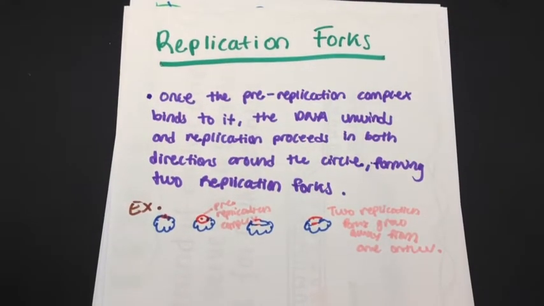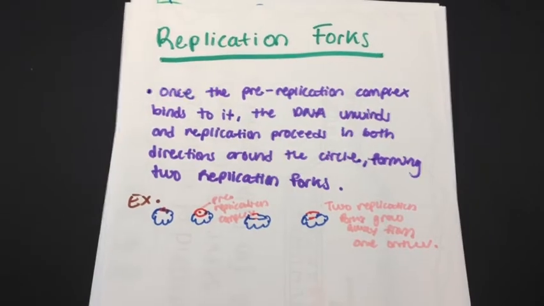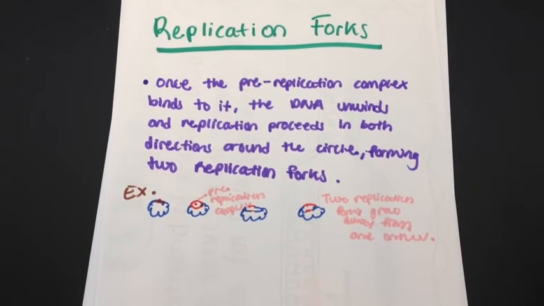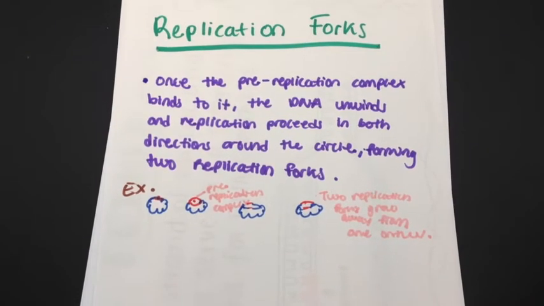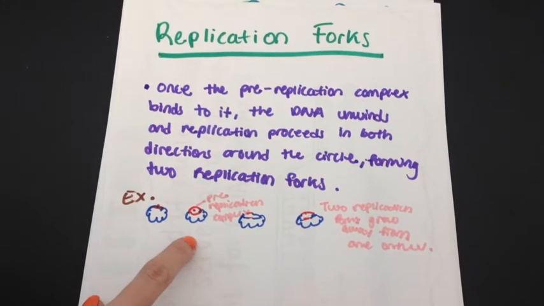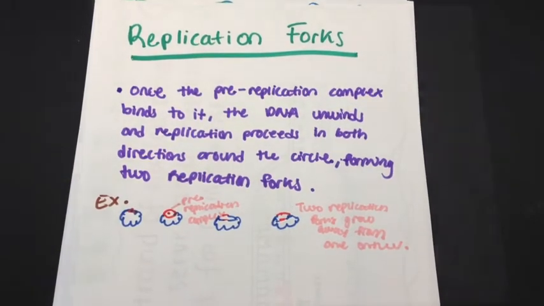Replication forks. Once the pre-replication complex binds to it, the DNA unwinds and replication proceeds in both directions around the circle, forming two replication forks. So this is the pre-replication complex, and then it goes into two replication forks.